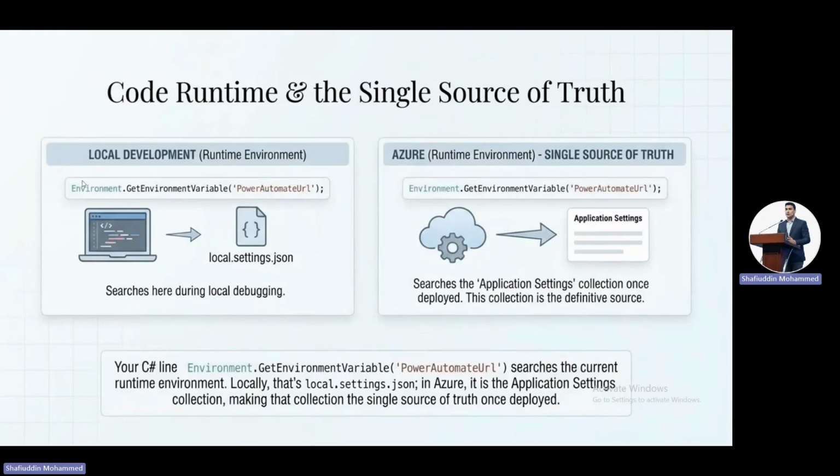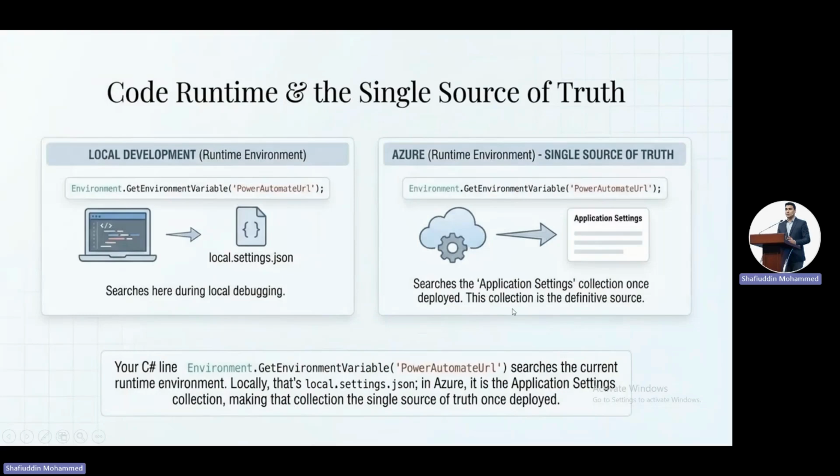See, basically when you are using environment.get environment variable for the Power Automate URL, it searches in the local settings during local debugging. When you deploy this particular code, the same URL is searched in the collection once deployed. The collection is the definitive source.